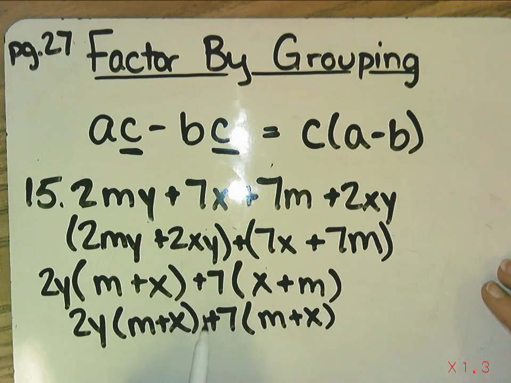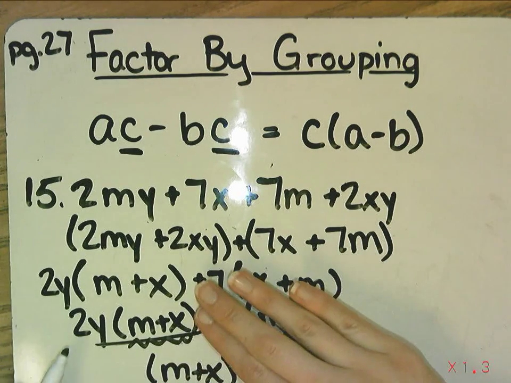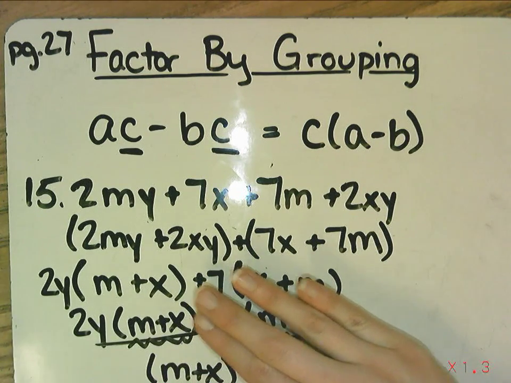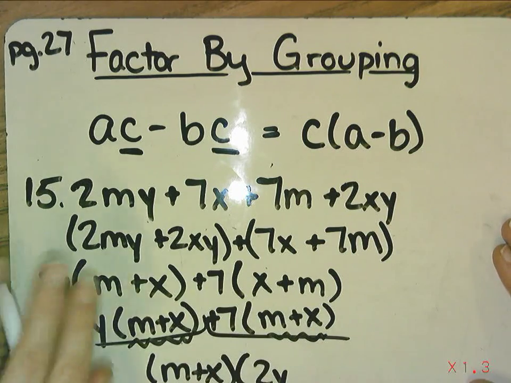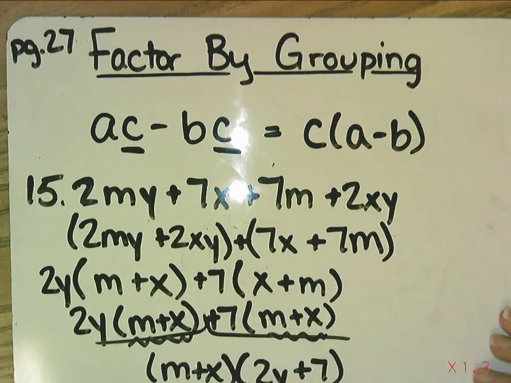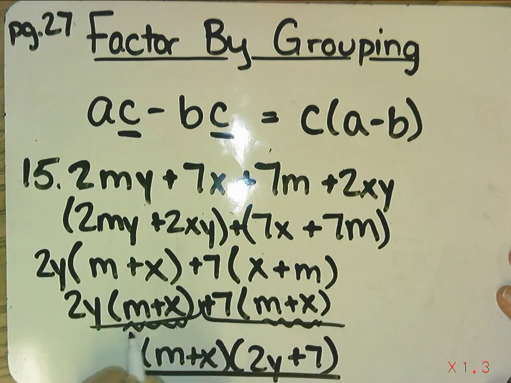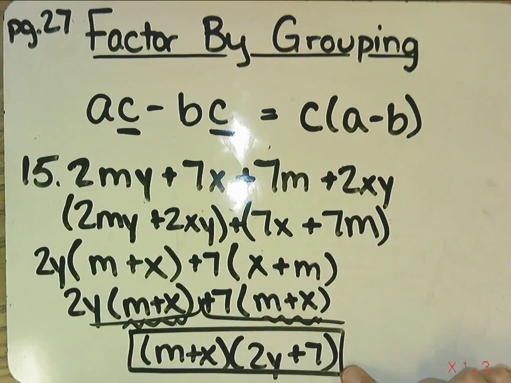So now I have two terms, and they have a common factor, and that common factor is m plus x. So I can factor out m plus x, and when I factor out m plus x from this term, I'm left with 2y. And when I factor out m plus x from this term, I'm left with positive 7. So the big polynomial that I started with, when I fully factor that, I end up with this. And this is my final answer. And that's factoring by grouping.